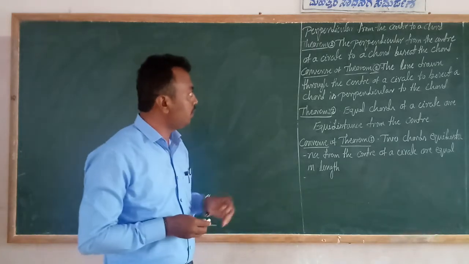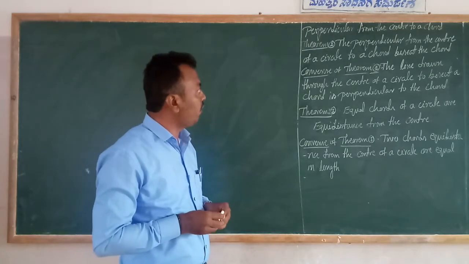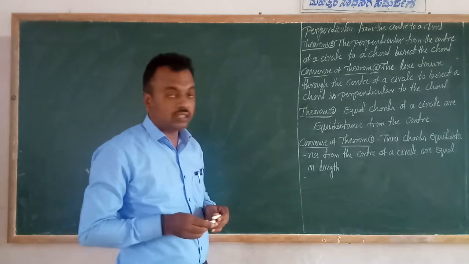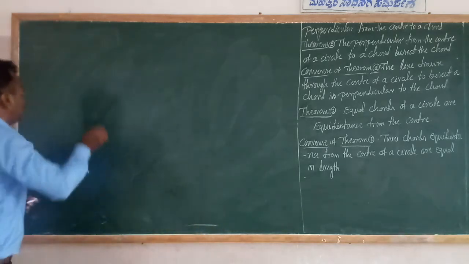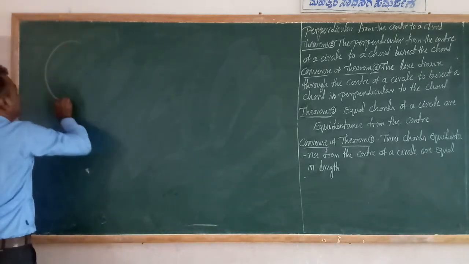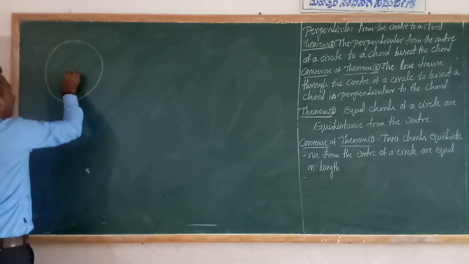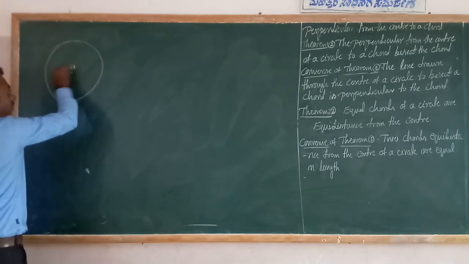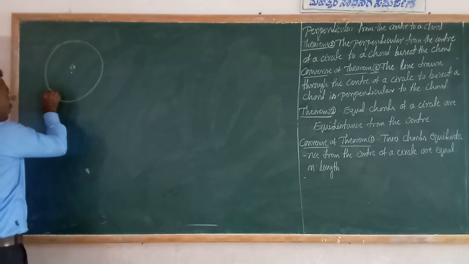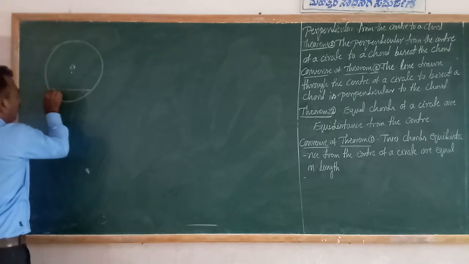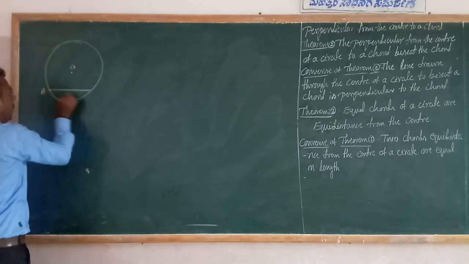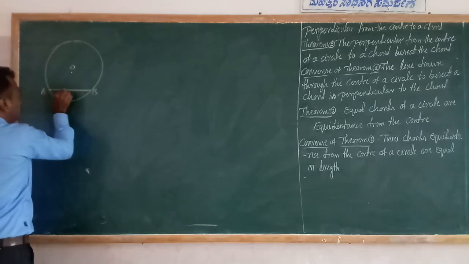The theorem statement: the perpendicular from the center of a circle to a chord bisects the chord. That means, see, I will take one example. This is a circle, and O is the center of the circle. I will draw a chord and call it AB.